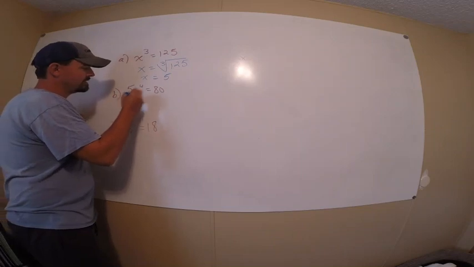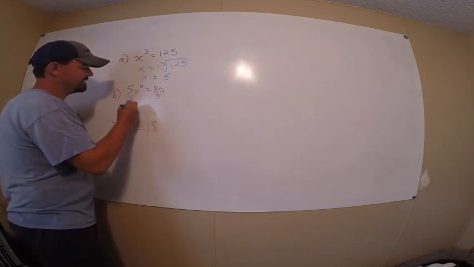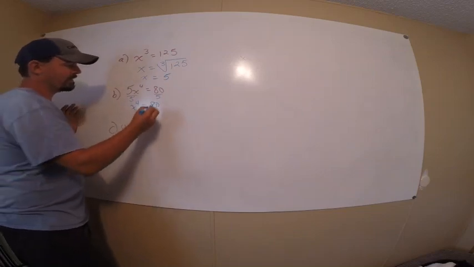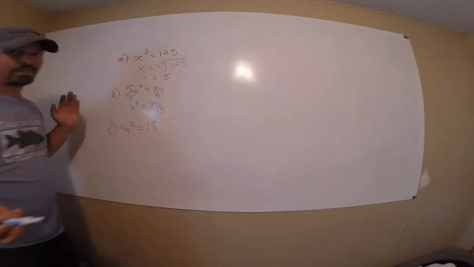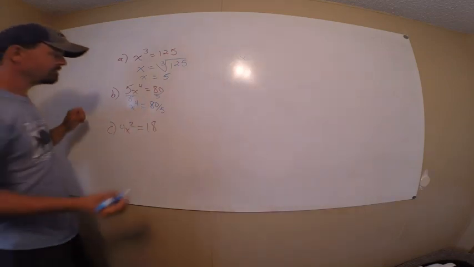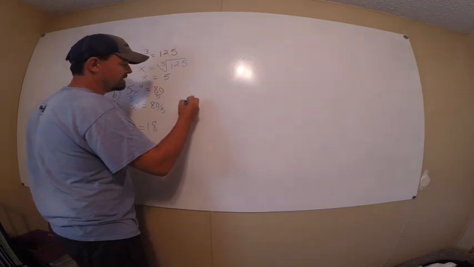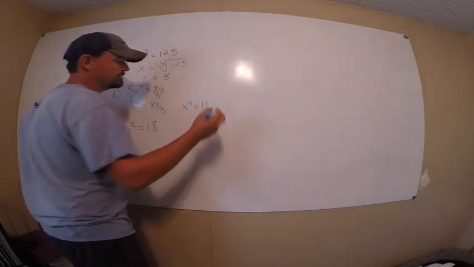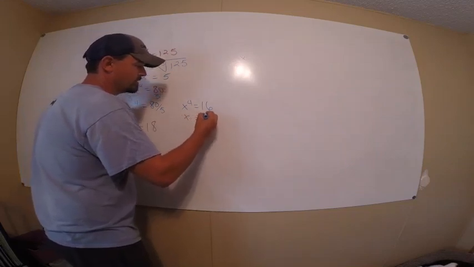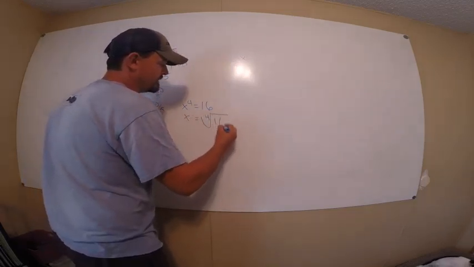Obviously, you have to do your basic stuff here first. Divided by 5 gives you x to the fourth equals 80. Divided by 5, right? 80 divided by 5 is going to be what? It's going to be 16. So x to the fourth equals 16. Now, what I need to say is x equals the fourth root of 16.